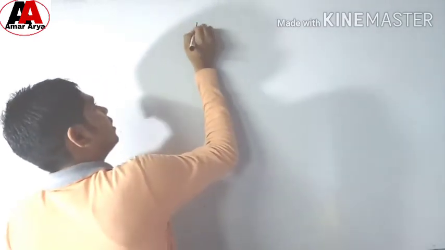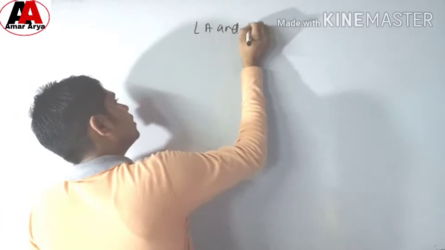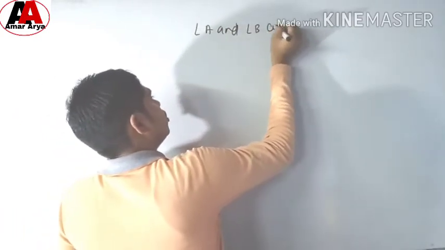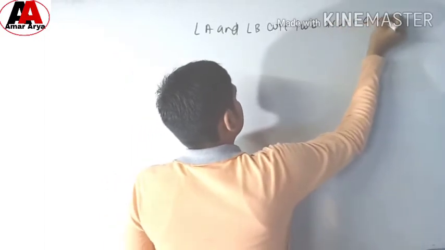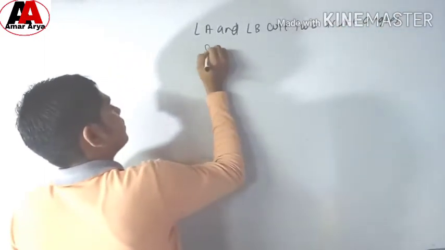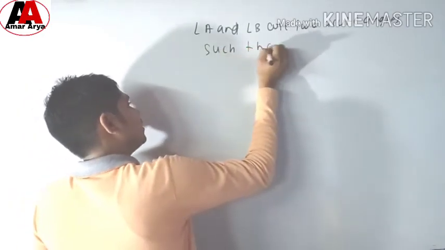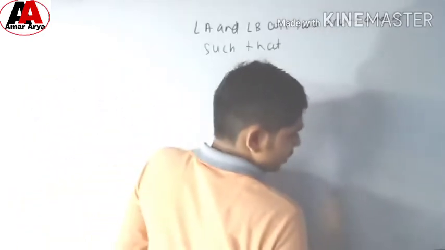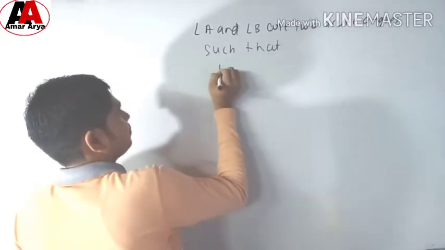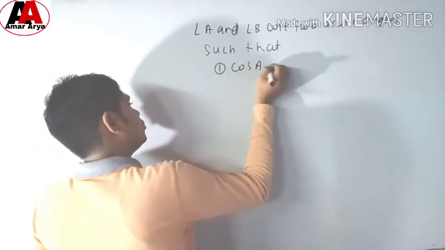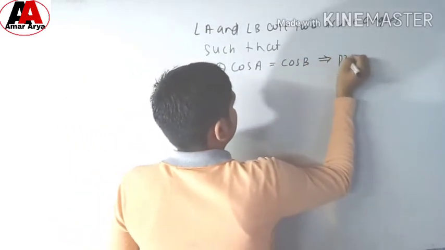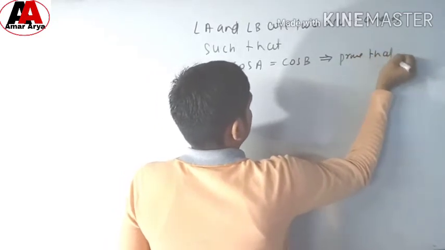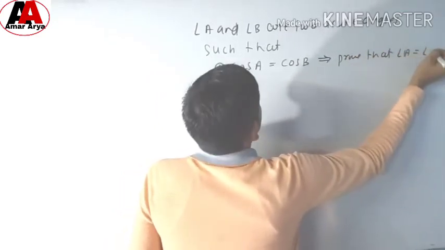Angle A and angle B are two acute angles such that number 1: cos A equals cos B. So you have to prove that angle A equals angle B.